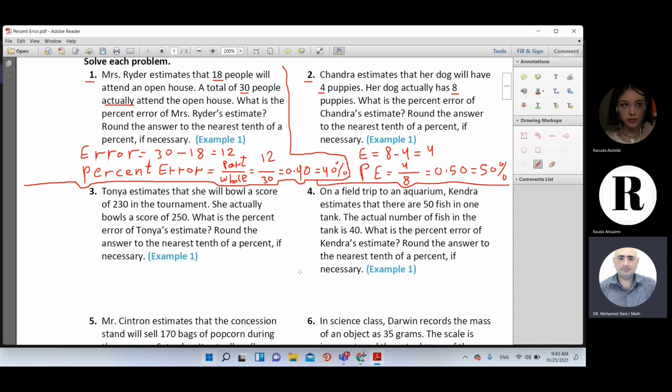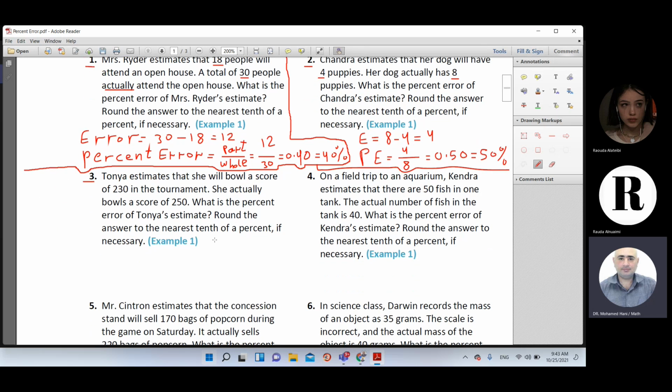Shamsa, please, can you read exercise number 3? What is the percent error? What is the error? Thank you. So as you see, we have here 230, but here it says she actually has 250. So the second value is more real than 230. So at the first, we want to find the error. The error means the difference between the two values.